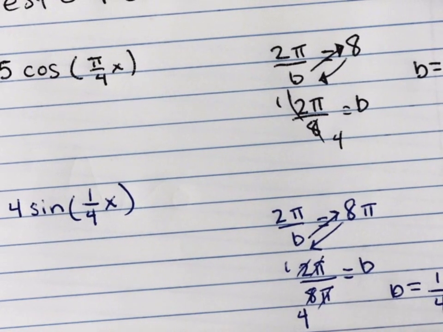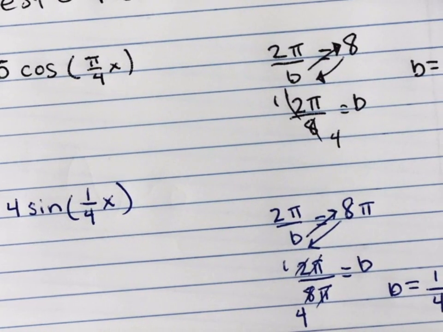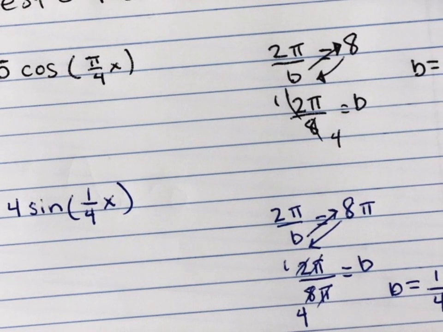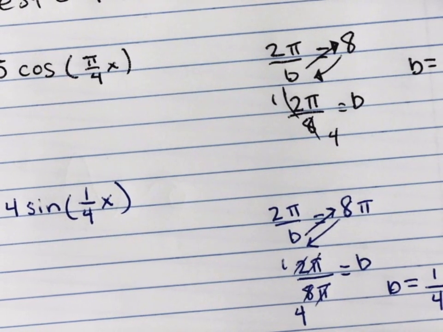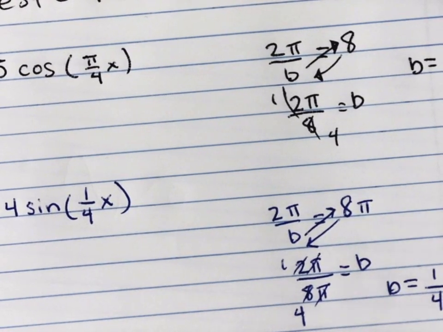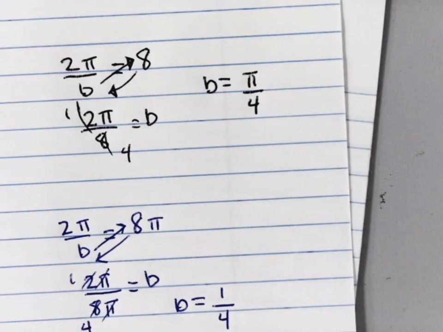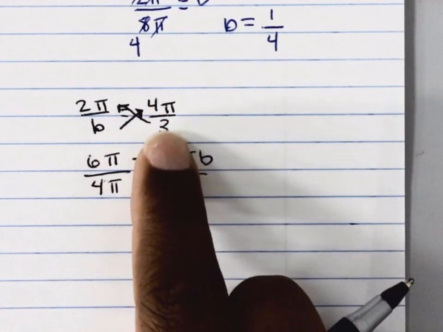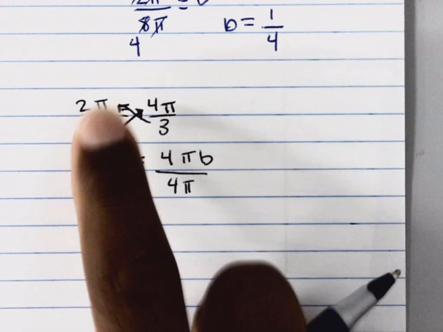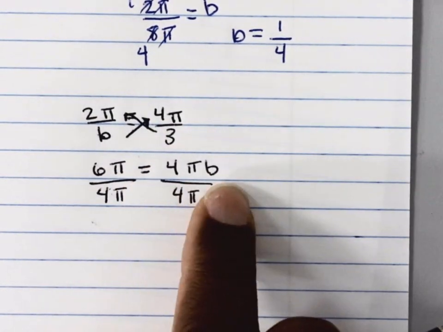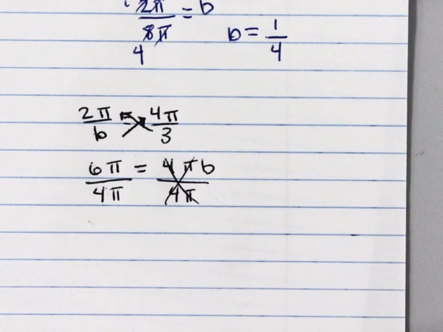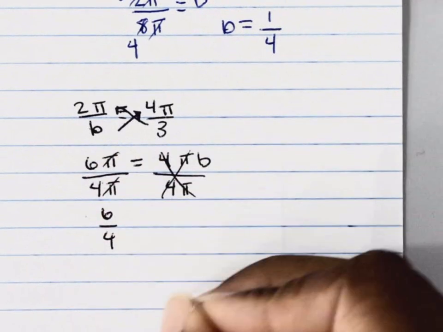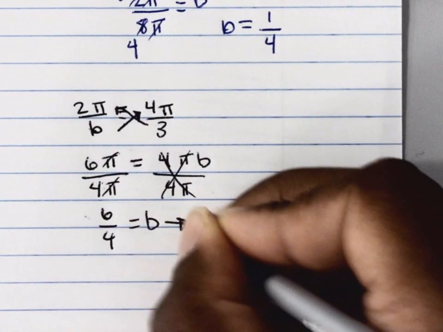I'll cross multiply and I get 6 pi. 2 pi times 3 equals 6 pi, equals 4 pi b, and then I'll divide by 4 pi. I'm sorry you couldn't see that, but I'll divide by 4 pi to both sides, and what I get is 6 over 4, which reduces to 3 over 2.